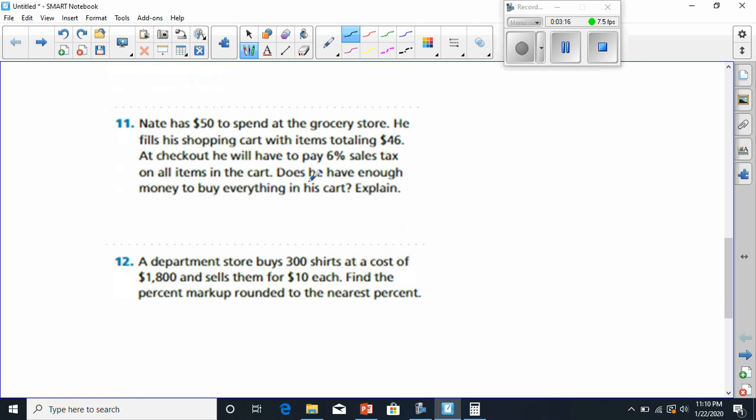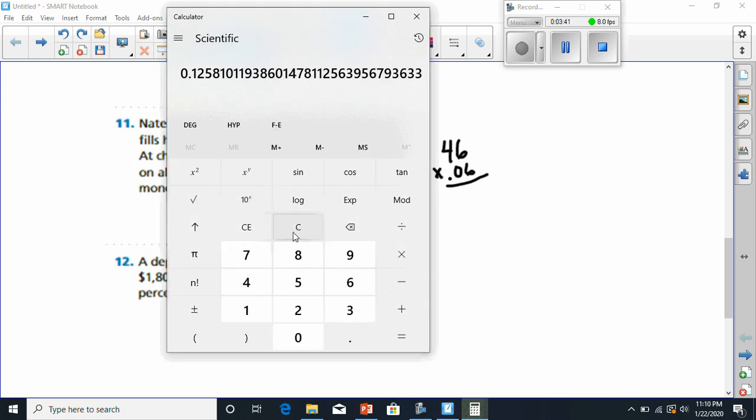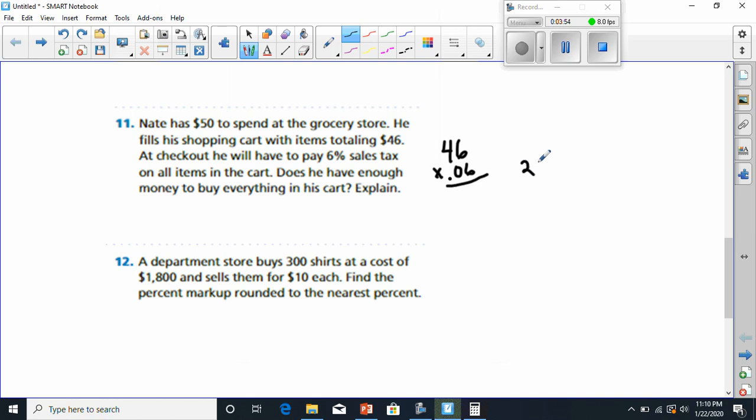All right, number 11. Nate has $500 to spend at the grocery store. He fills a shopping cart with items totaling $46. 46 bucks is what he spent. At checkout, he will have to pay 6% tax, so he's going to multiply 46 by 6%, which will be 0.06. Right? And if we put that in our calculator, 46 times 0.06 is going to equal 2.76.